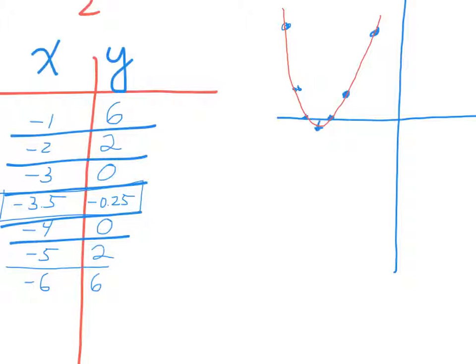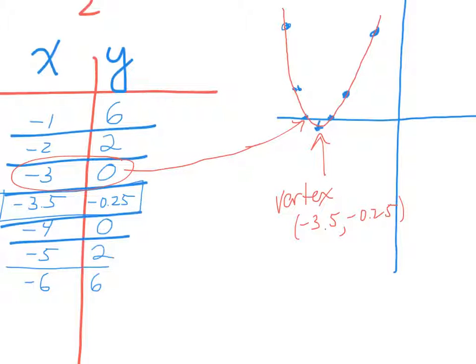Now, let's take a look at some of the parts. This here is the vertex, which is negative 3.5, negative 0.25. You've got an x-intercept, which is negative 3, 0. You also have negative 4, 0, which is the other x-intercept.